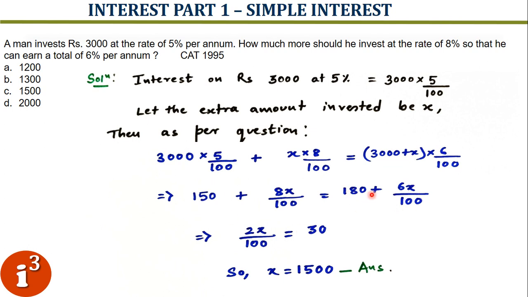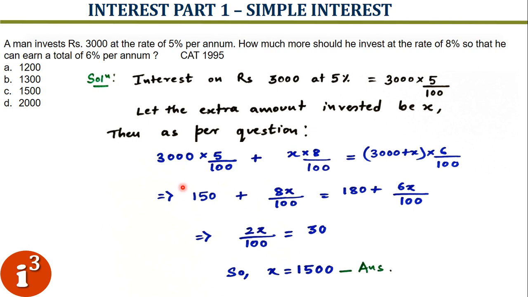This 150 goes this side, so 180 minus 150 is 30. This comes this side, 8x minus 6x is 2x by 100. So 2x by 100 is 30. x will be 100 by 2 into 30, that is 50 into 30, which is 1500. So it's pretty simple. You just have to visualize this concept.